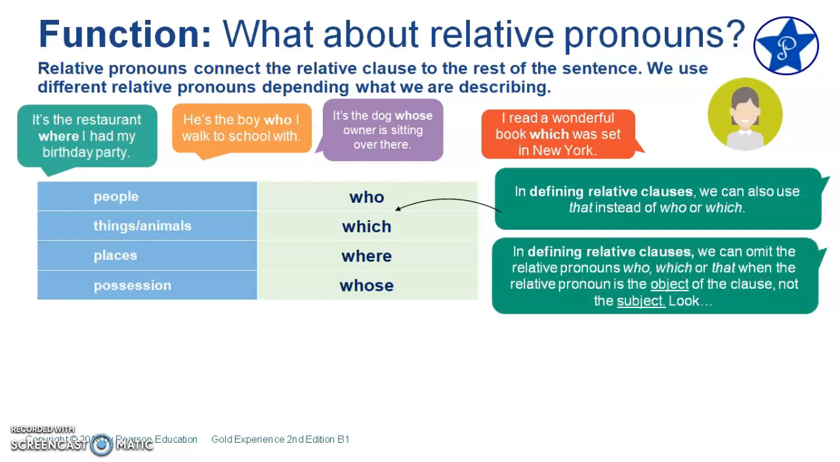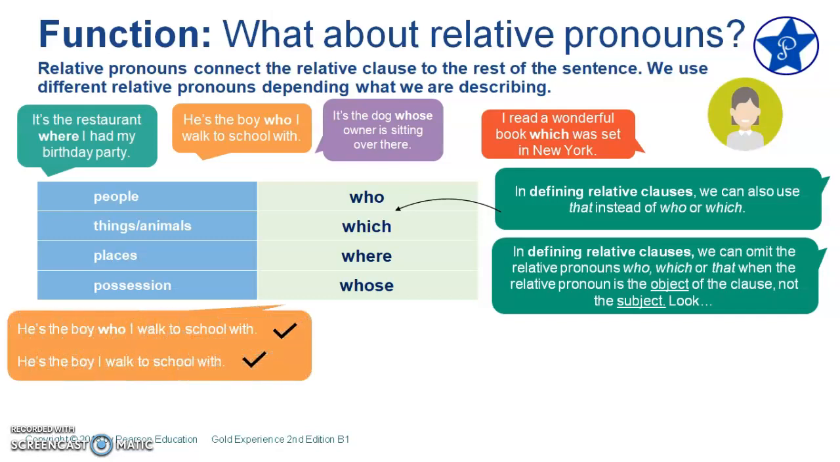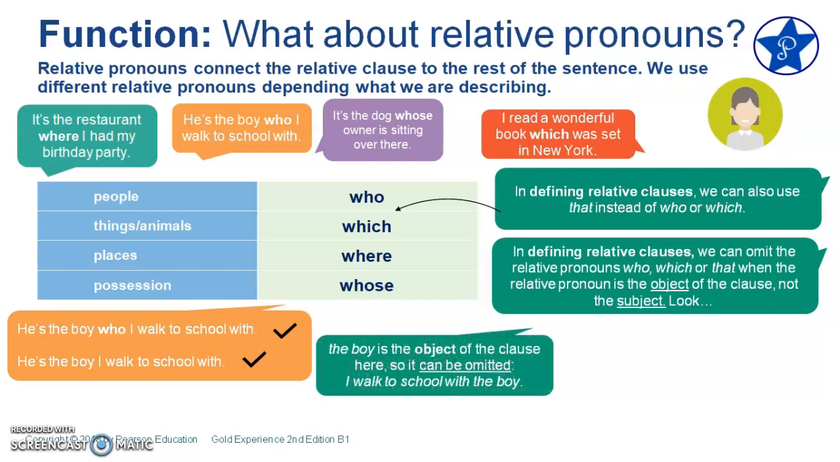In defining relative clauses, we can omit the relative pronouns who, which, or that when the relative pronoun is the object of the clause, not the subject. Look, he's the boy who I walk to school with. He's the boy I walk to school with. The boy is the object of the clause here, so it can be omitted. I walk to school with the boy.